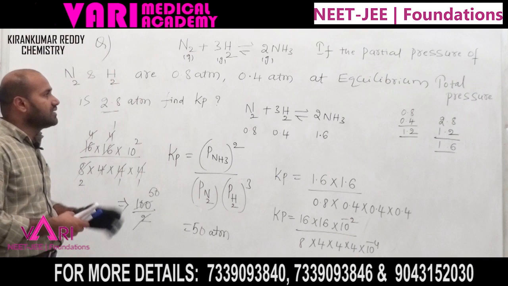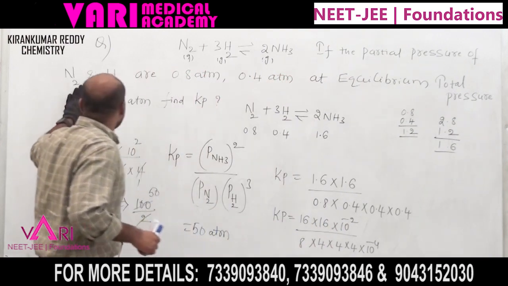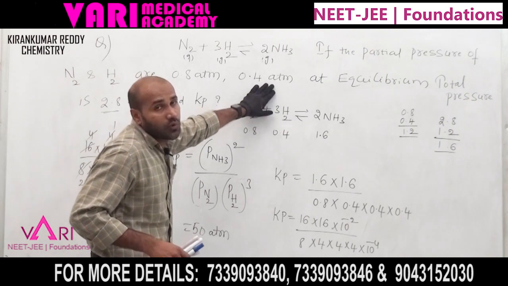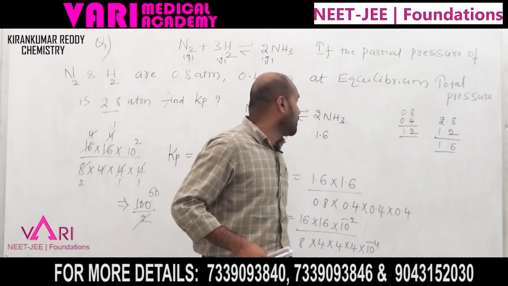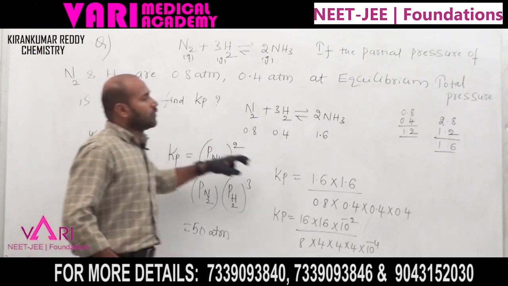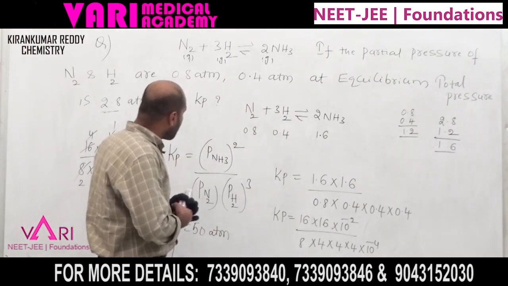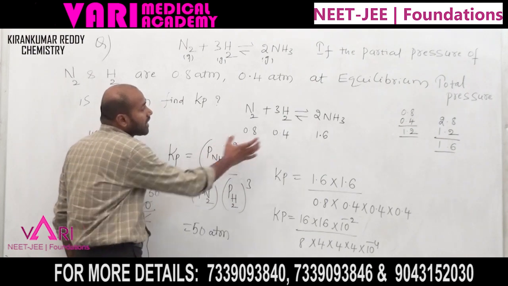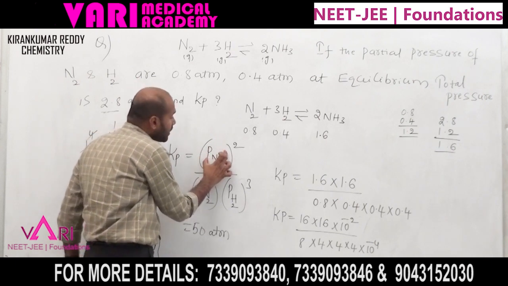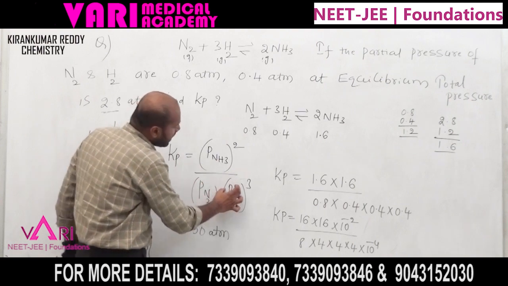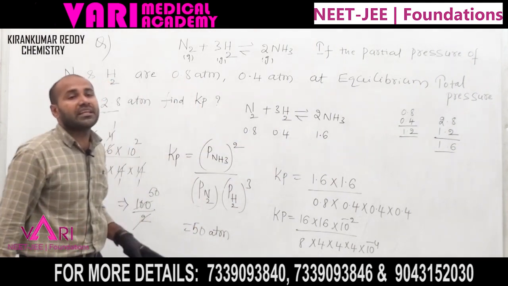Now what they are asking is a very easy question. For N2 plus 3H2 giving 2NH3, the partial pressures of nitrogen and H2 are 0.8 and 0.4. Add 0.8 and 0.4 to get 1.2. Now how much is the total pressure given, students? 2.8. Now 2.8 minus 1.2 is 1.6, that is the partial pressure of NH3. Now you know the formula: Kp equals the partial pressure of products over reactants. Product is the partial pressure of ammonia to the power 2, over the partial pressure of nitrogen and hydrogen, because 2 and 3 are the stoichiometric coefficients.